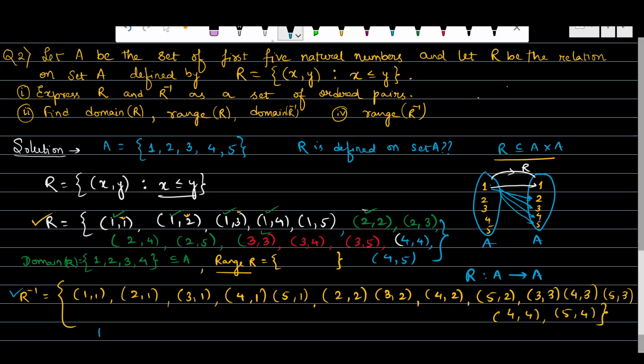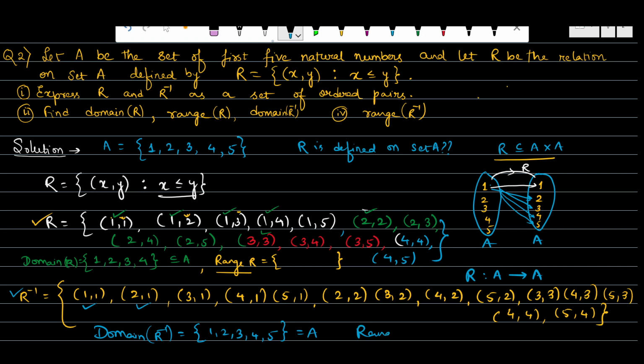Similarly, you can also find the domain of R inverse. Domain of R inverse is the set of first elements 1, 2, 3, 4, 5, which is clearly set A, and you can find the range of R inverse as the set of all second components. This is 1, 2, 3, 4, which is a subset of A.